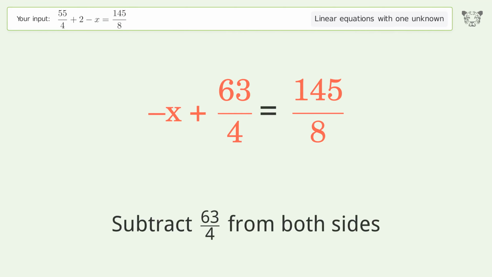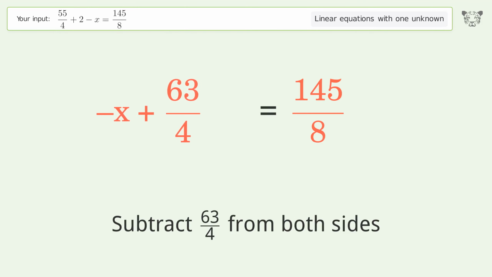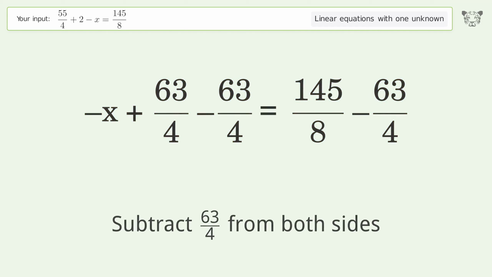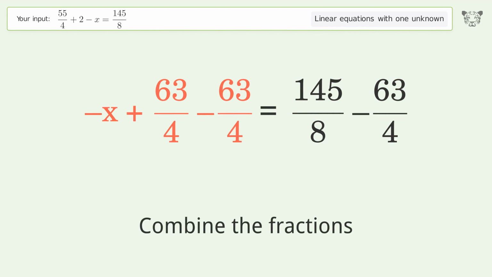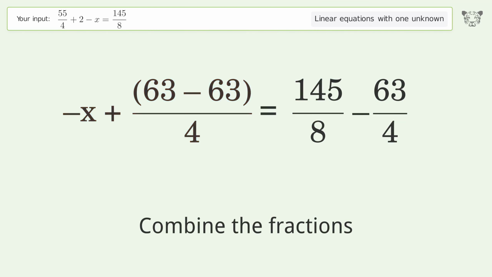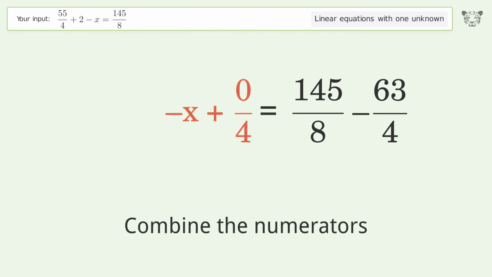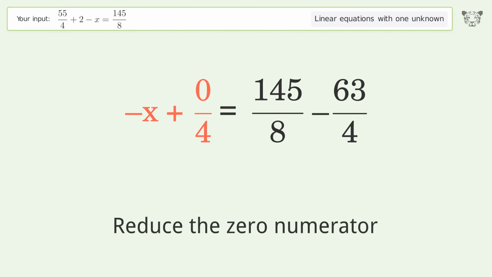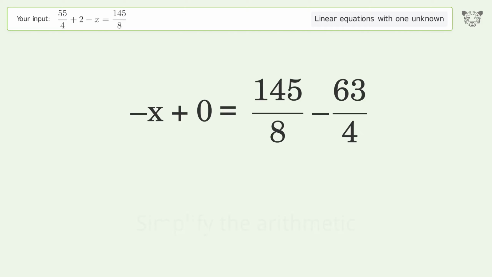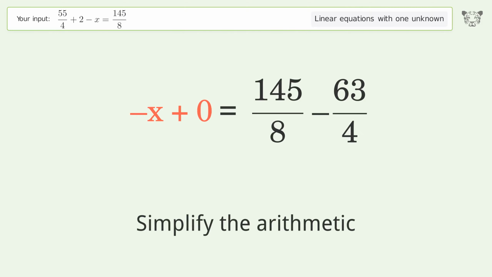Subtract 63/4 from both sides. Combine the fractions. Combine the numerators. Reduce the zero numerator. Simplify the arithmetic.